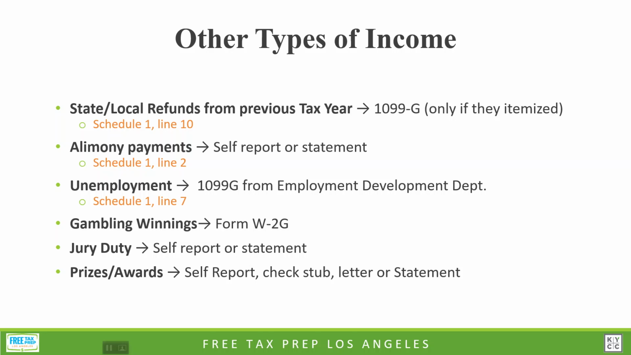And alimony, do not confuse it with child support. Alimony is different. And for gambling winnings, jury duty, unemployment, and prizes and awards, I will explain a little bit right now.